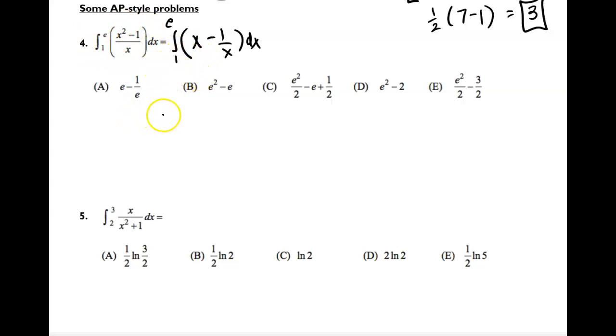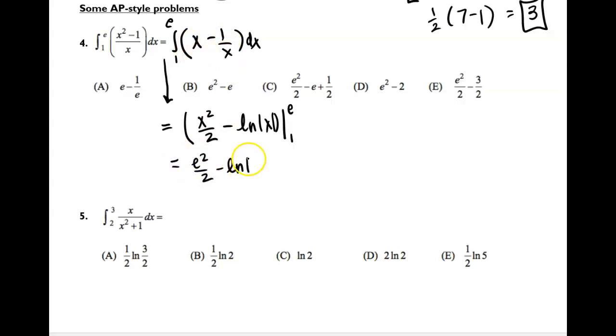And now I can just find that antiderivative like normal. I'm going to jump down here. So my antiderivative of x is just x squared over 2. Antiderivative of 1 over x is natural log absolute value of x. And I'm evaluating from 1 to e. So notice I didn't have to do any u substitution because once I rewrote it, I just had single powers of x. So I have e squared over 2 minus natural log of e minus, and then use your parentheses appropriately here, 1 squared over 2 minus natural log of 1.